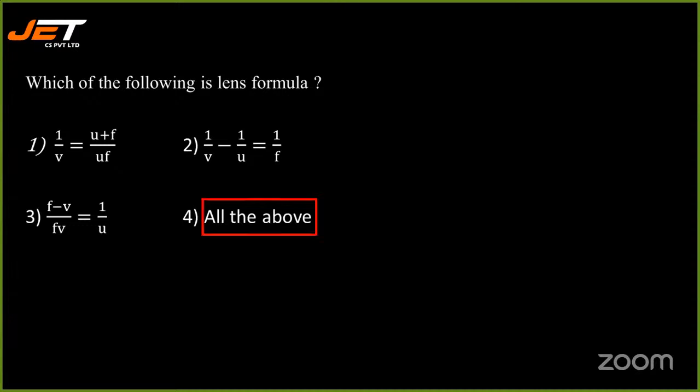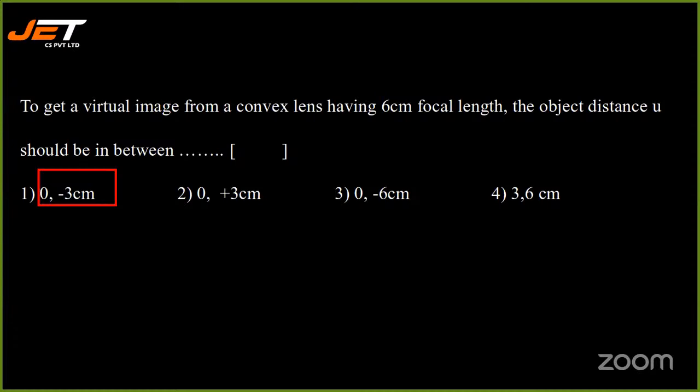Okay. You want me to explain the previous question? So to get a virtual image from a convex lens having 6 centimeter focal length, the object distance u should be in between what? The focal length of the convex lens is 6 centimeters. To get a virtual image, my object should be placed between the focus and the optic center, right? So in order to do that, my object distance should be less than 6. So what is the option? 0 and 3 centimeters and 0 and minus 3 centimeters are the two options that satisfy this condition.